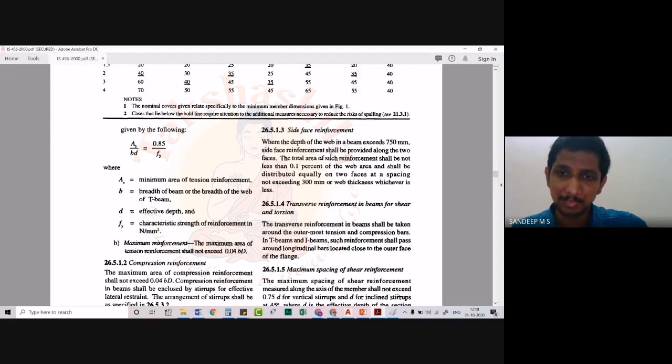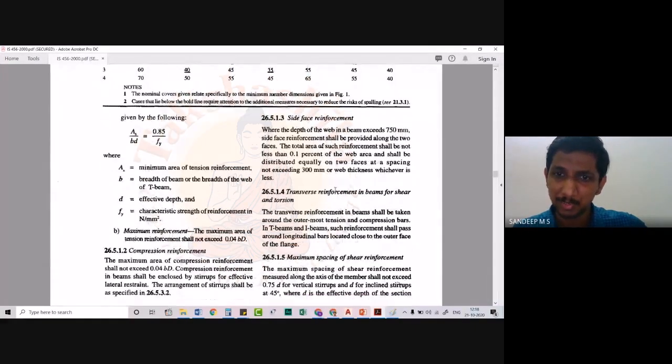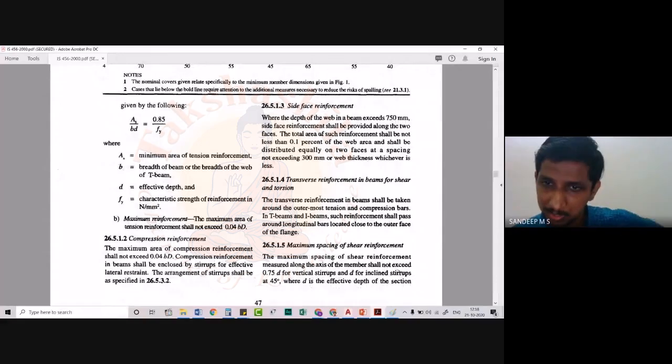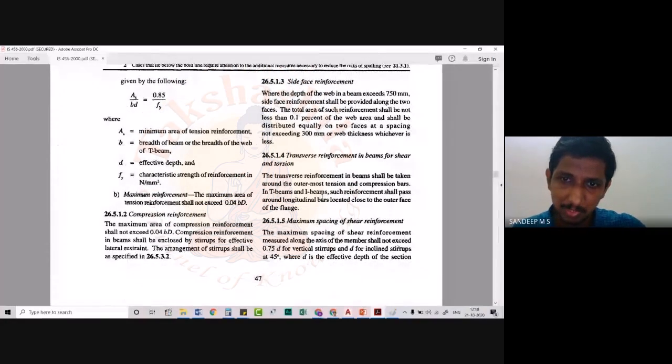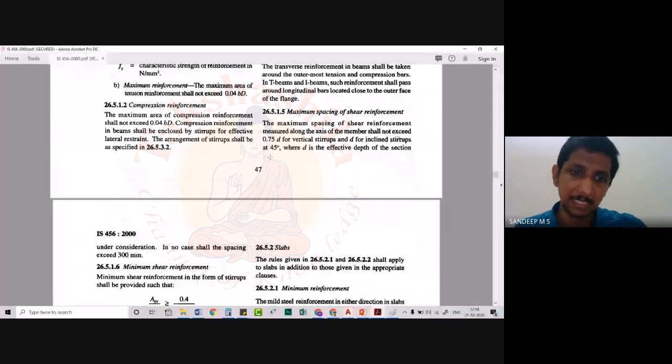Then we have side face reinforcement. Anyway, for the time being, it is not required, and if you are interested, you can go through these things. Then we have transverse reinforcement in the beam. Maximum spacing: I think we have checked this, 0.75D or 300 millimeters, right? Can I get a response? Somewhere yes, we have, yeah.